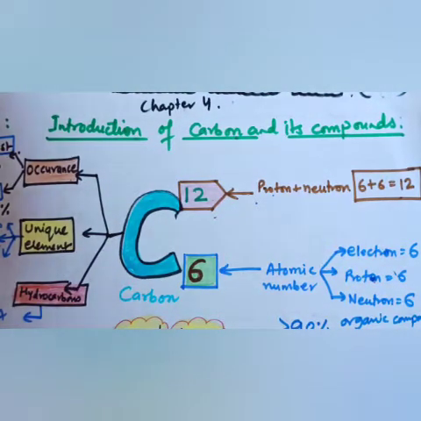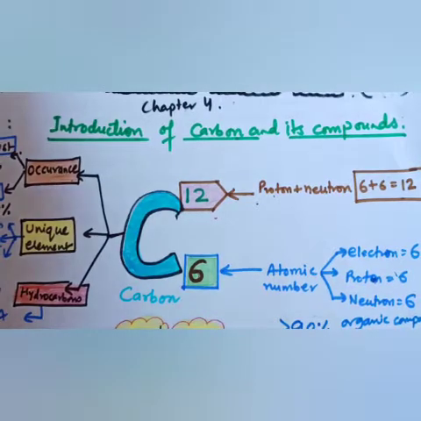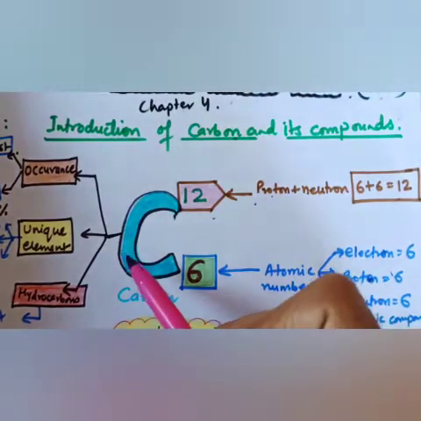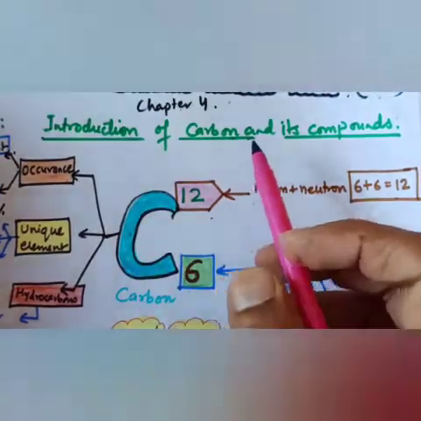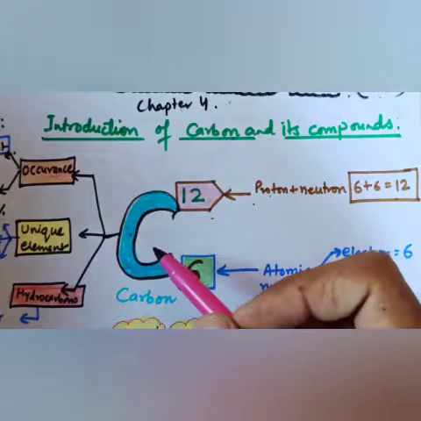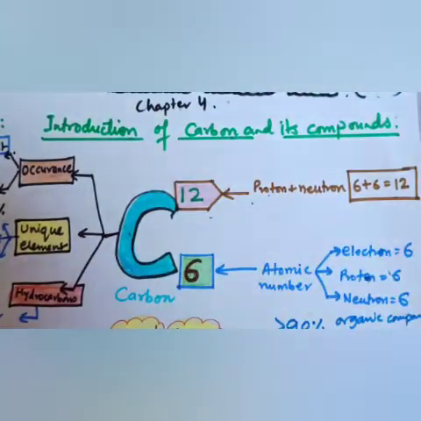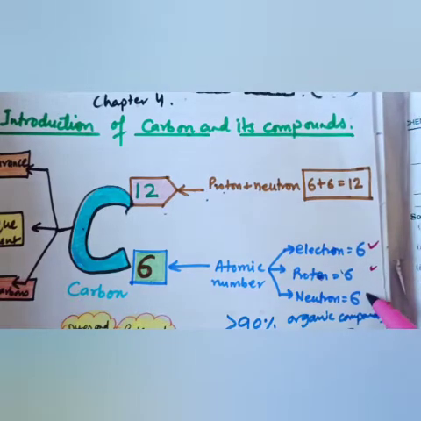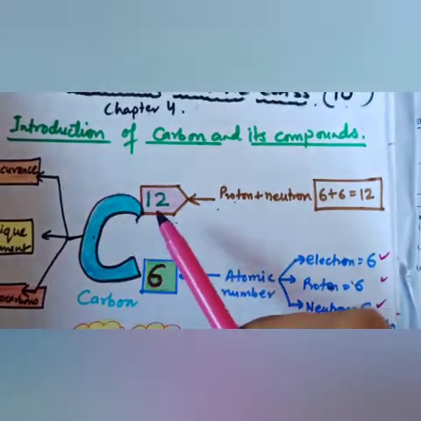Dear students, you know very well in 10th class you studied about carbon and its compounds, in which we talked about the properties and characteristics of carbon. We found that carbon is one of the very unique elements among all the 118 elements. Why is it unique? Its atomic number is 6. We know very well, 6 electrons, 6 protons, 6 neutrons. Its atomic mass is 12.